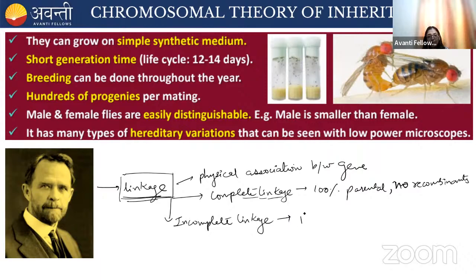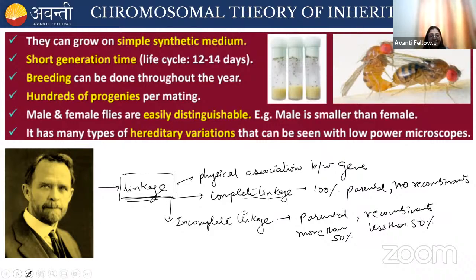Incomplete linkage is when we are obtaining the parental as well as recombinants. If we are getting recombinants in the offspring, that means it's an incomplete linkage. Remember this, that the percentage of parental would be more than 50 and the percentage of recombinant would be less than 50. That is, the recombination frequency cannot exceed 50. Please remember this. And incomplete linkage is further of two types: tightly linked or loosely linked.